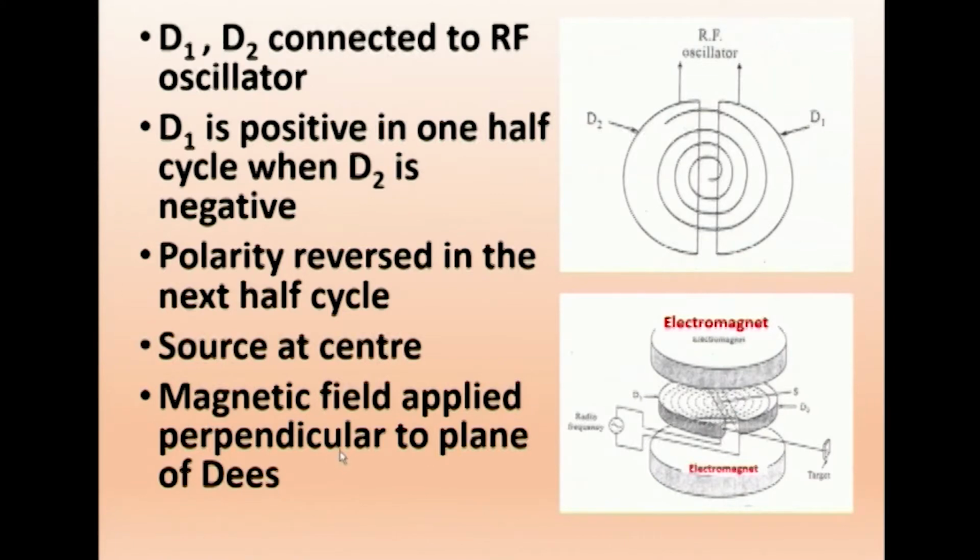The magnetic field is applied perpendicular to the plane of the D. So this is the plane of the D, and the field is applied perpendicular to it. We have this disc, the Ds of the cyclotron, and the magnetic field is applied perpendicular to that plane of the Ds. So that will also be perpendicular to the plane of the particle orbit.